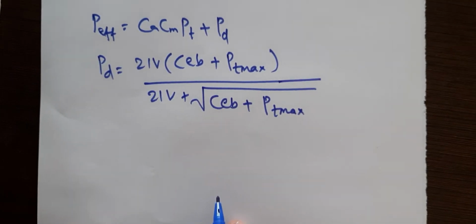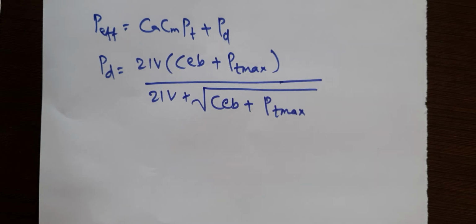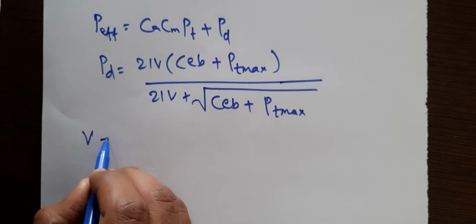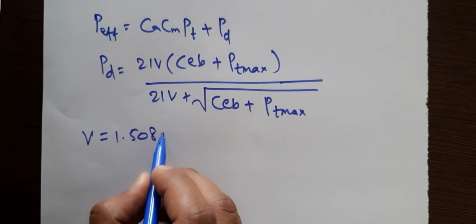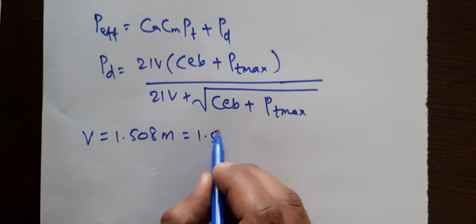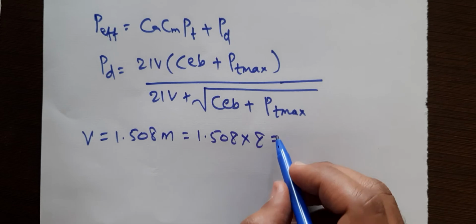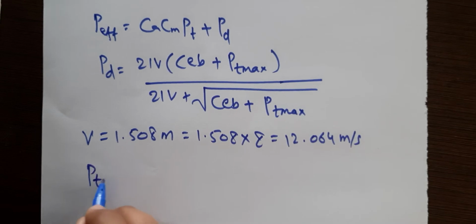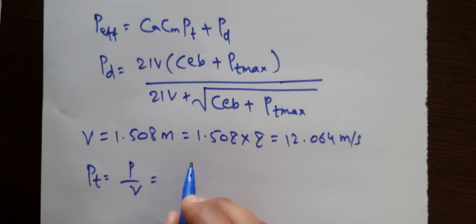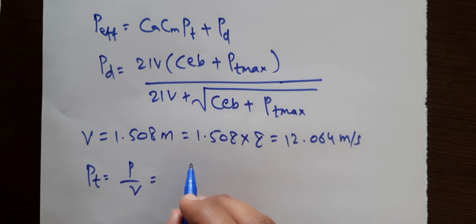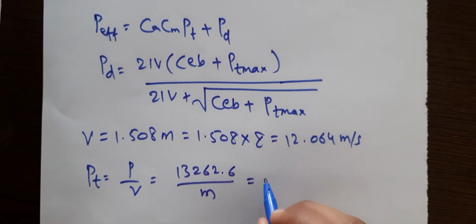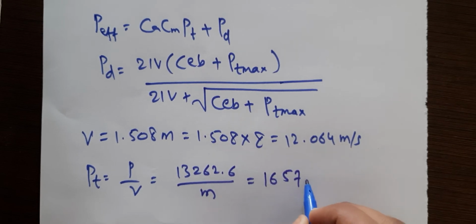Now as the module is changed, the velocity is changed, most of the things are changed here. So we'll calculate one by one. Velocity we have in terms of module. If you put the value of module here, into 8, you will get velocity as 12.064 meter per second. Then PT is power by velocity. Your power is same but velocity is changed. We have PT in terms of module also, divided by module. We put here the value of module, so we will get PT.